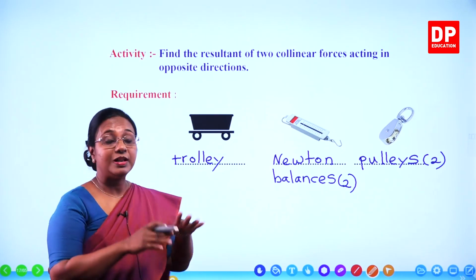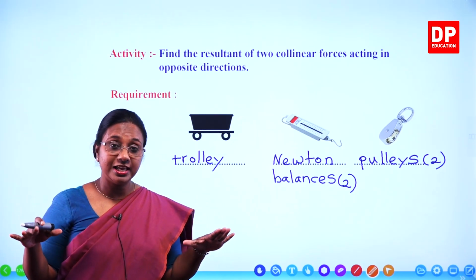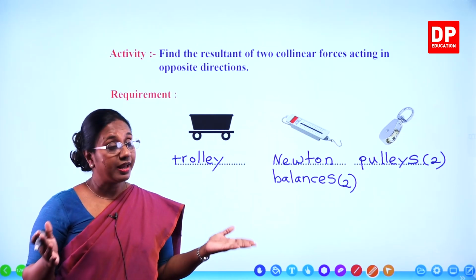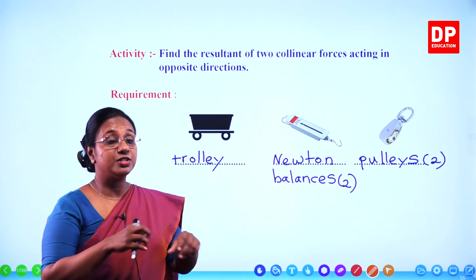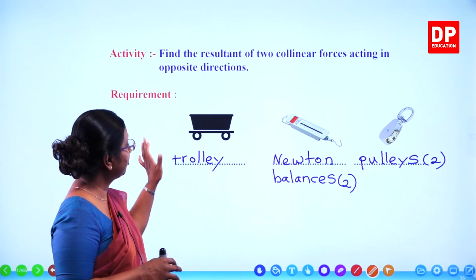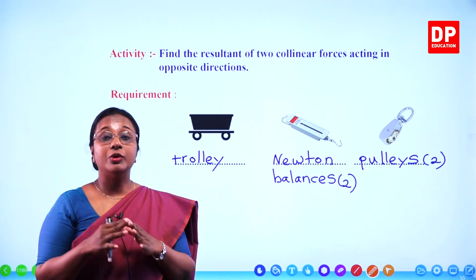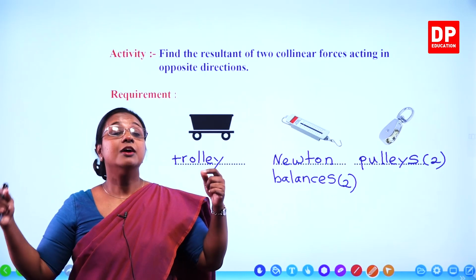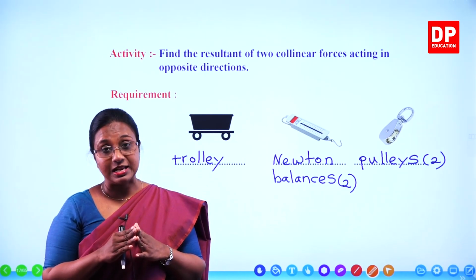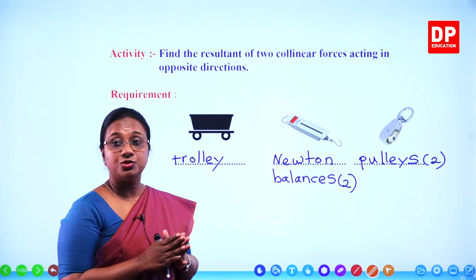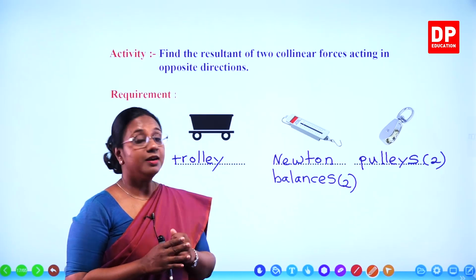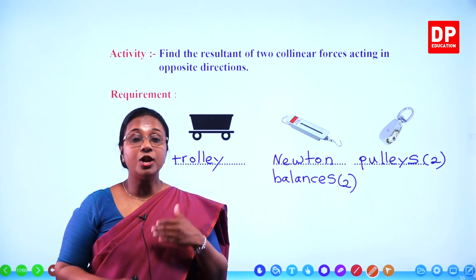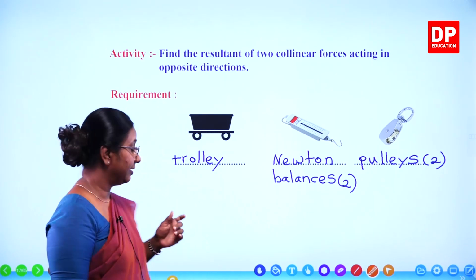So again, we have to place the trolley on a smooth horizontal table or a surface. Then we need to tie strings, thread or twine which are very strong, which won't break off halfway. We have to tie that to the trolley from the 2 ends and connect the 2 Newton balances. Then apply forces from both the Newton balances and observe what happens to the trolley. So these are the materials that are needed. Now I will discuss with you all how we carry out this activity.